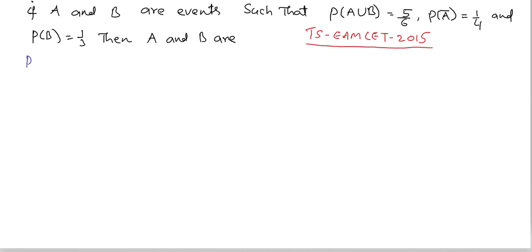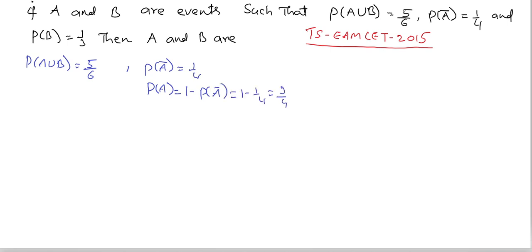Here is given P of A union B is equal to 5 by 6 and P of A bar is given, that is equal to 1 by 4. Now we find P of A. P of A is equal to 1 minus P of A bar is equal to 1 minus 1 by 4 is equal to 3 by 4 and P of B is equal to 1 by 3.